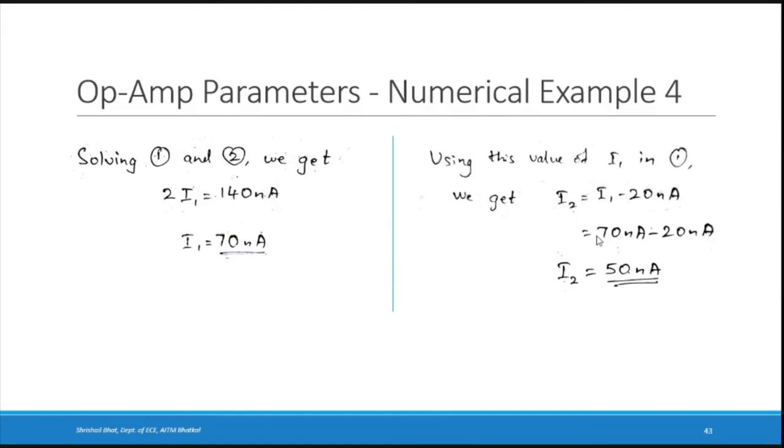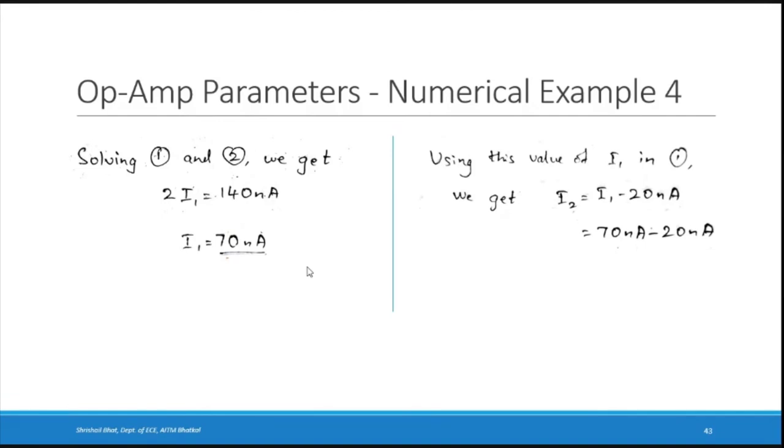So this is the way you can find I1 and I2 if the bias current and offset current are given. Now, one more thing you have to remember here is I1 we have found as 70 nanoamps and I2 as 50 nanoamps, but it can be the other way also. Even if I1 is 50 nanoamps and I2 is 70 nanoamps, even then the offset current will be 20 nanoamps and the bias current will be 60 nanoamps, right? Because offset current is the absolute difference between I1 and I2. So even if this is 50 and this is 70, the absolute difference is just 20 itself. And the average will still be 60.